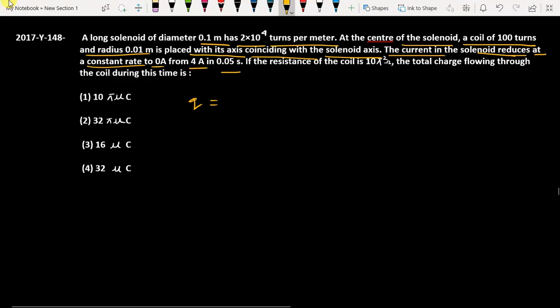Charge is what? Charge will be current into time. It's the basic formula of the charge. Now if you talk about charge, it is basically V by R, which is current into time t. Now in this problem, we have to find out the V and then we have to do all the calculation. So the V will be the change in flux by time.